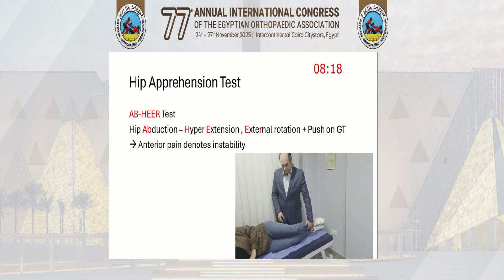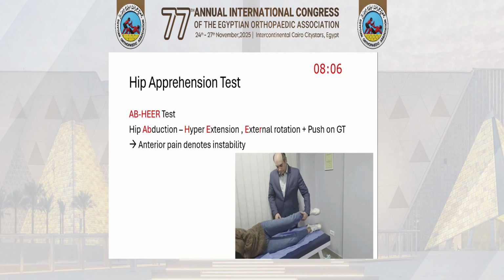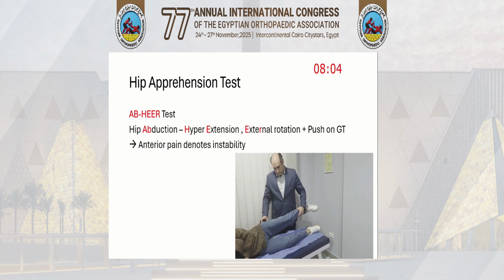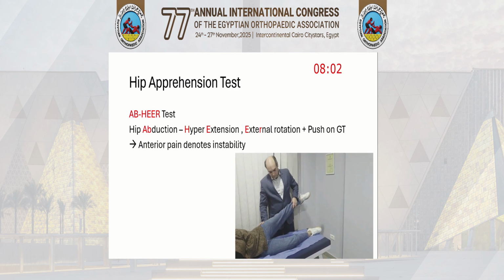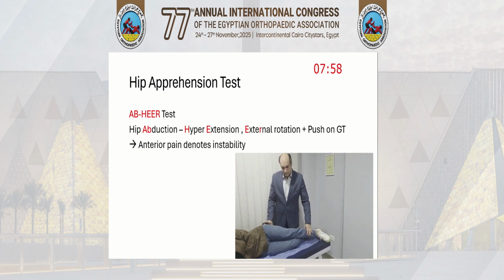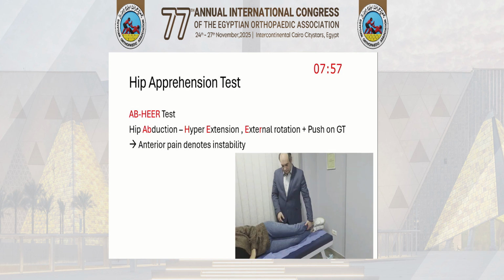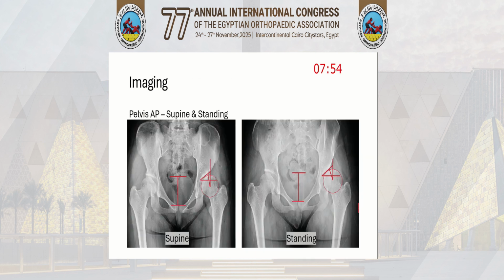So if it fails to spring backwards to a neutral position and have a firm end point, then this could signify capsular laxity. There's the hip apprehension test called the ABHERE test, and this is like the shoulder apprehension test. We're trying to stress the hip in a position that favors dislocation. So that's by putting it in abduction, extension, and external rotation, and putting force on the GT from backwards to forwards, and asking the patient if they sense anterior pain and a feeling of anterior instability.